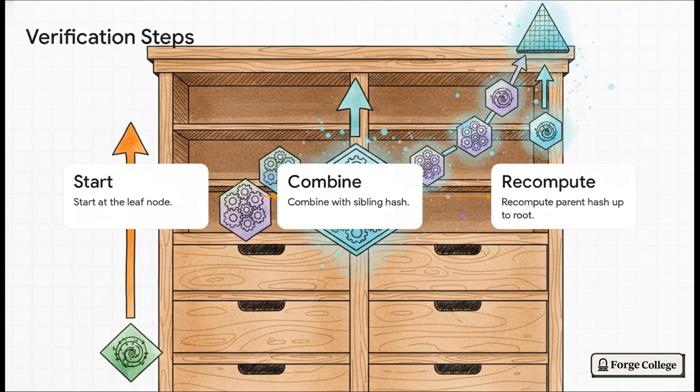So let's walk through exactly how verification works here. Step 1, you start at your leaf. Step 2, you combine it with its sibling hash. Step 3, you recompute the parent hash all the way up to the root. You're literally just moving up the cabinet drawers left to right, combining positional sibling hashes until you hit the very top. It's elegant, it's simple, and it's highly symmetrical. Honestly, it's an accountant's dream.